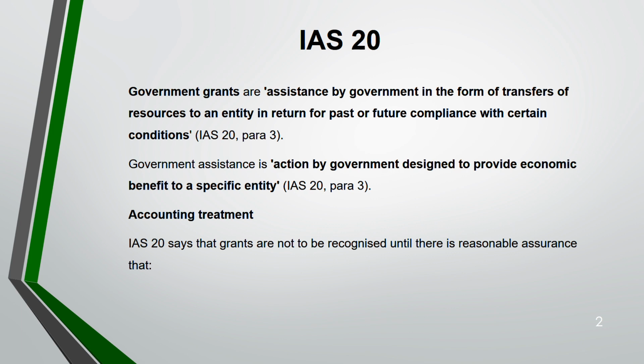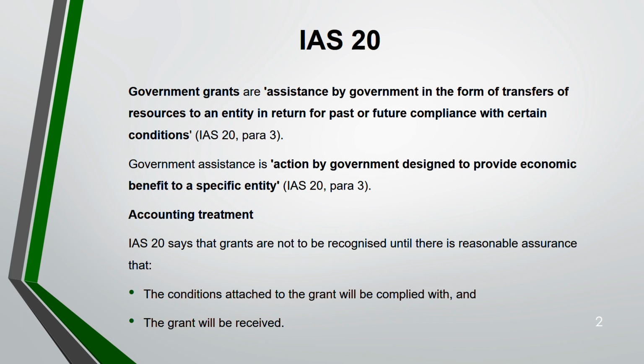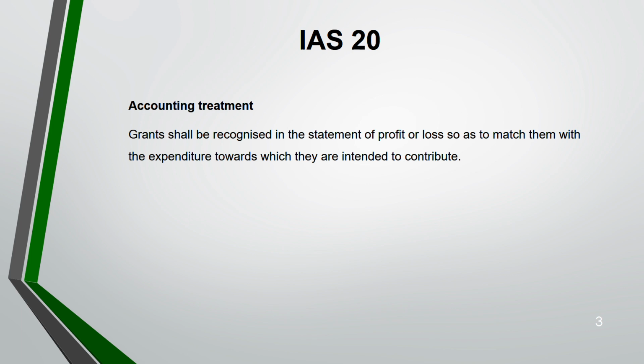Now, accounting treatment. IAS 20 says grants are not to be recognized until there's a reasonable assurance that A. Conditions that are attached to the grant will be complied with. B. Grant will be received. So if these two conditions are met, you will recognize the grant. Now, grant shall be recognized in the statement of profit and loss so as to match them with the expenditure towards which they are intended to contribute.